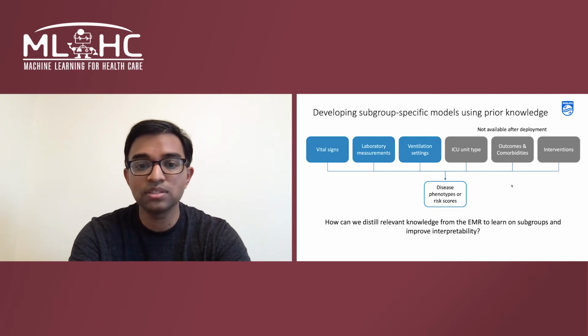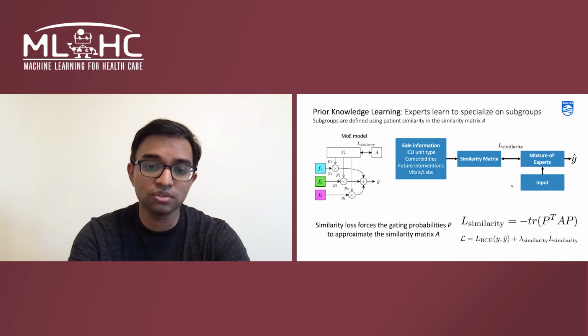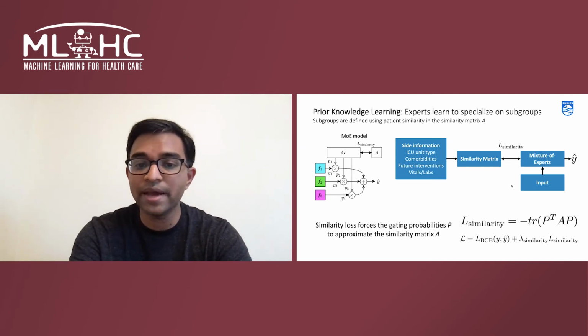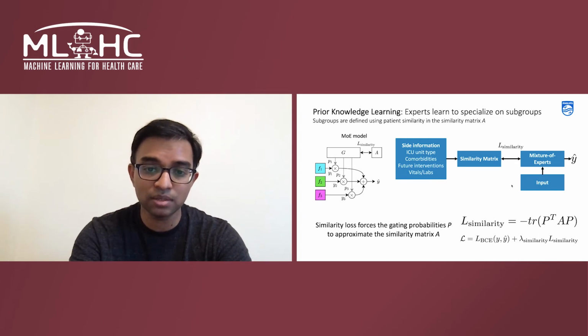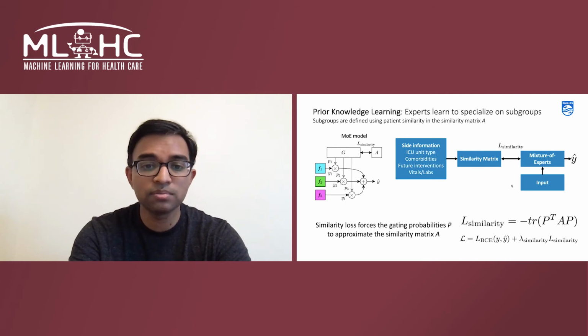So how can we distill relevant knowledge from the EMR to learn subgroup-specific models and improve interpretability? We present prior knowledge learning, which is a mixture of experts model with a similarity constraint on the output of the gating network. The similarity constraint pushes the gating network to group similar patients to the same expert. The similarity matrix is defined using side information like the unit type, comorbidities, future interventions, and vitals and labs.